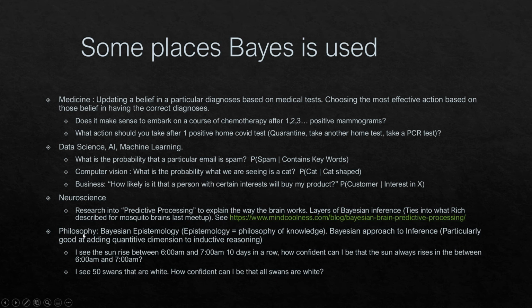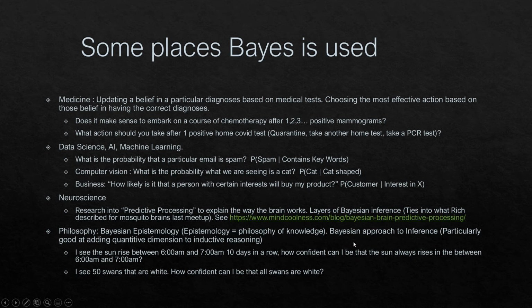And finally, kind of a more weird or unusual place to see Bayesian theory used is in philosophy, even as in epistemology, which in philosophy is the study of knowledge, or how people get knowledge.